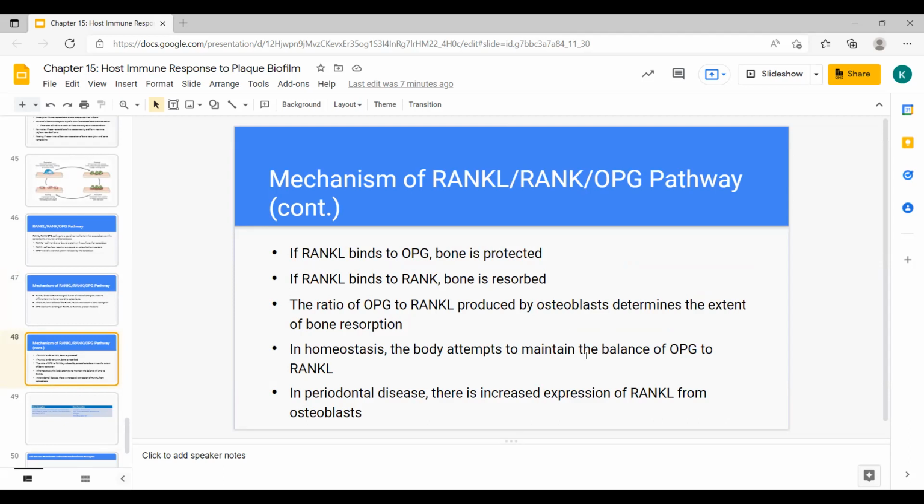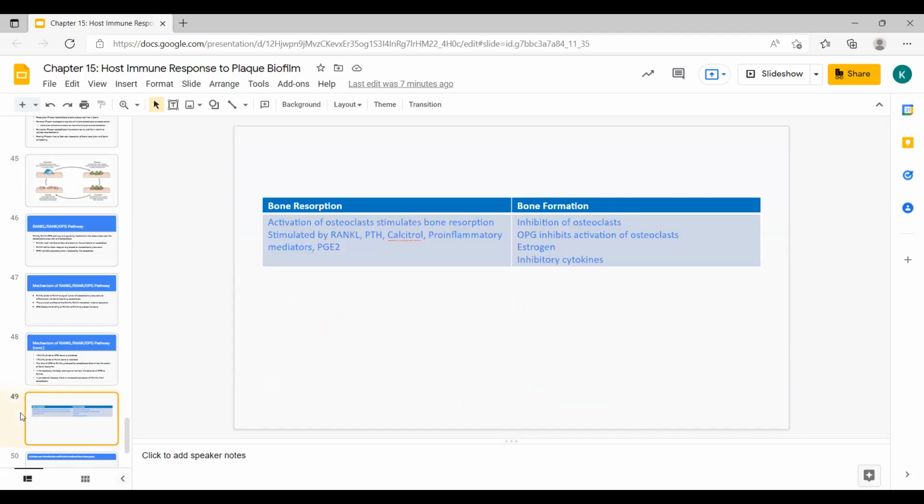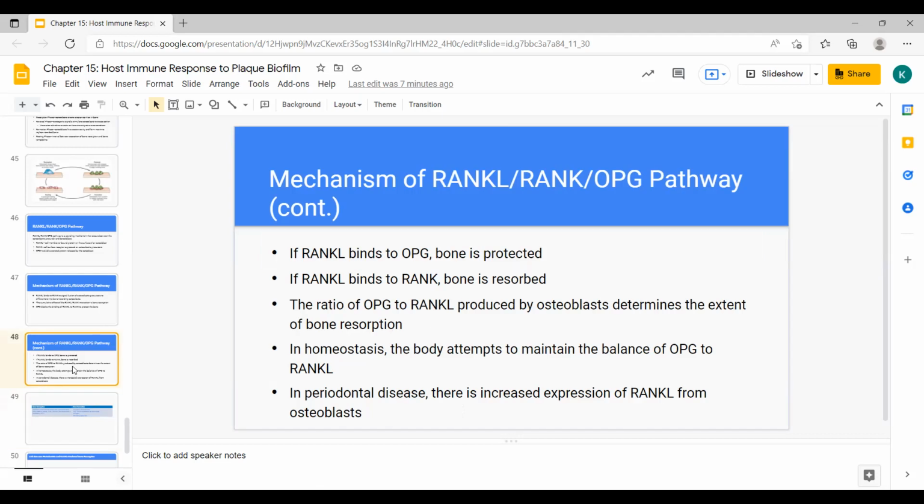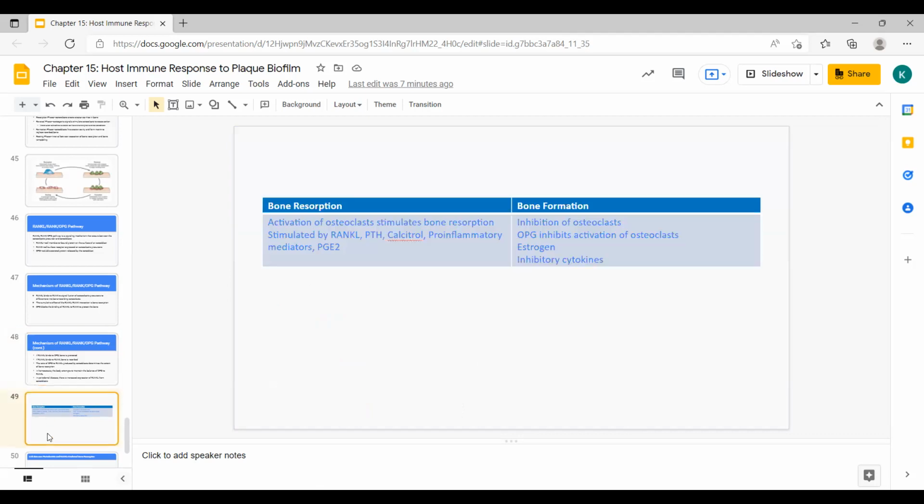In periodontal disease, there's an increased expression of RANKL from the osteoblasts, okay? So, which is going to cause more bone resorption. More RANKL, if it's binding to RANK, then bone is resorbed, okay? You guys talked about that in histology, I'm sure, the RANKL, osteoclast, okay, just kind of bringing it into perio.